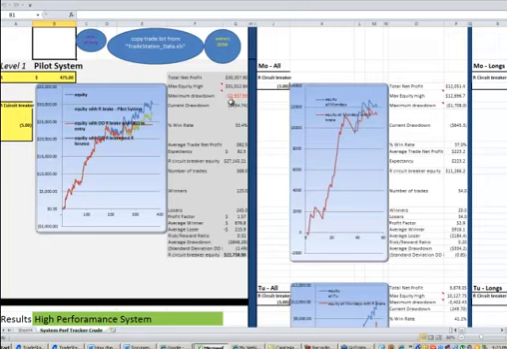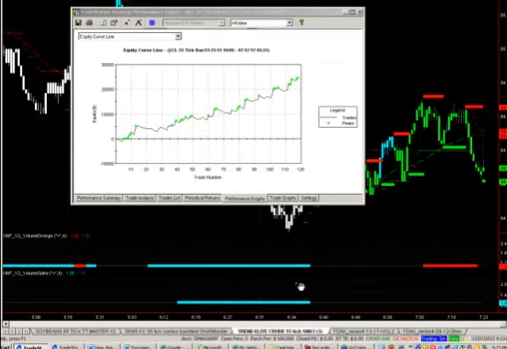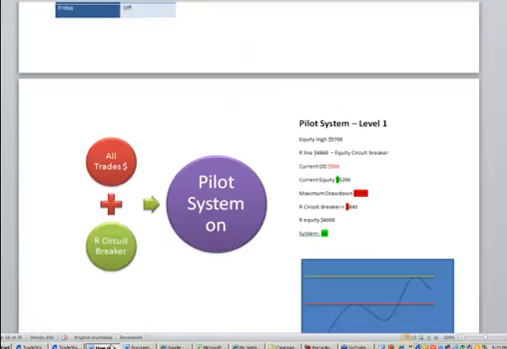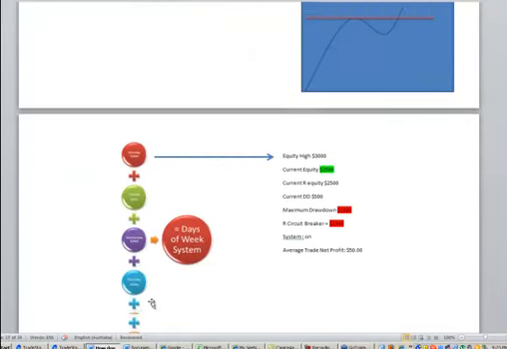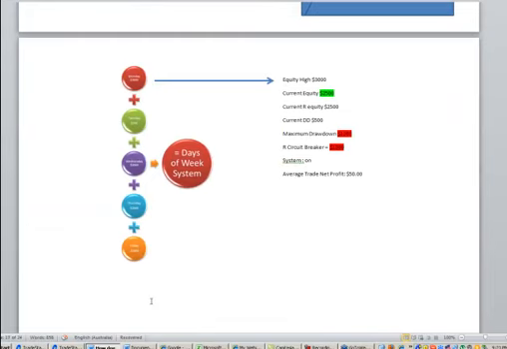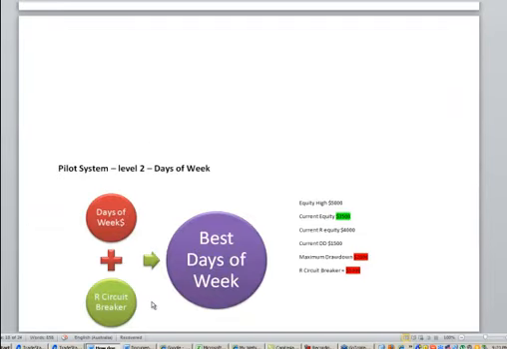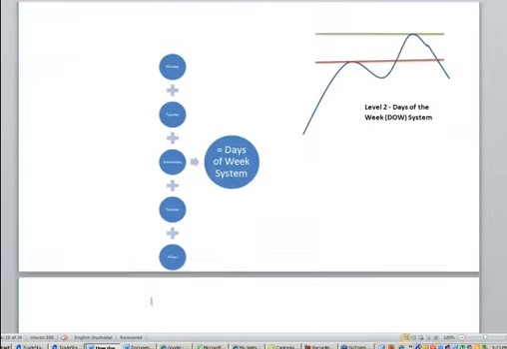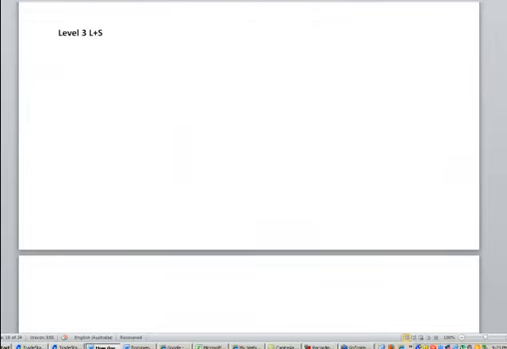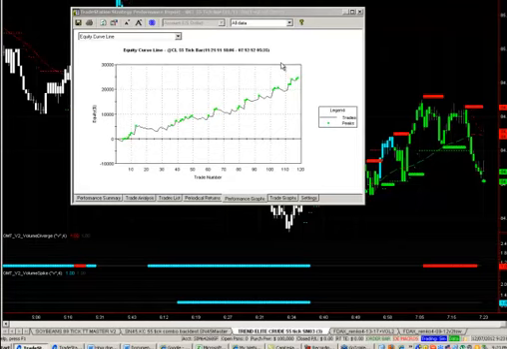Now I'm just going to drop this spreadsheet out for a second, and I'm going to go back to the document here, and I'm just going to make sure I've covered everything. Days of the week, yes. Pilot system, yeah, I've covered everything there. Okay, so guys, that's really what I wanted to do today. I wanted to take you through the process of managing and maintaining your system.